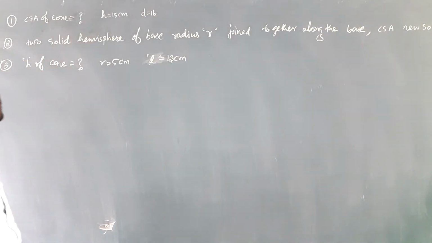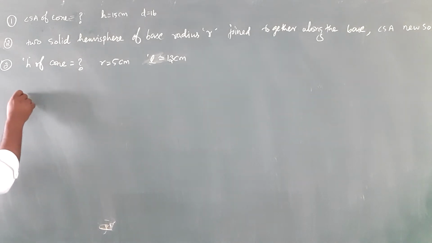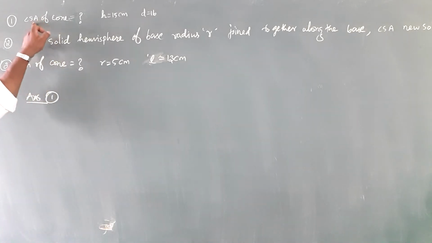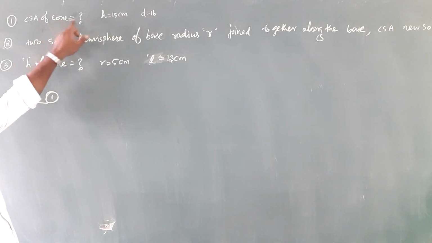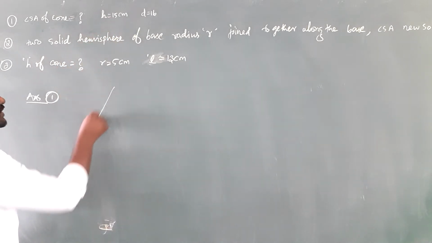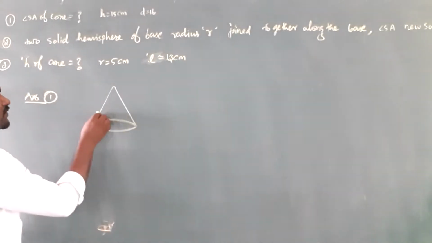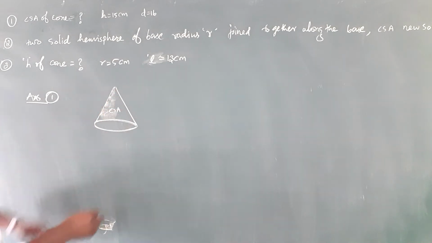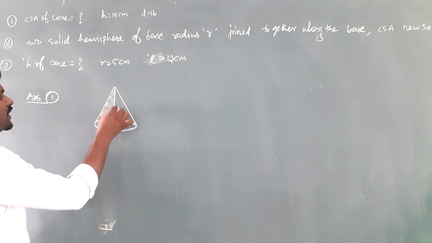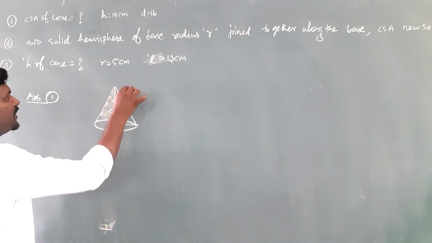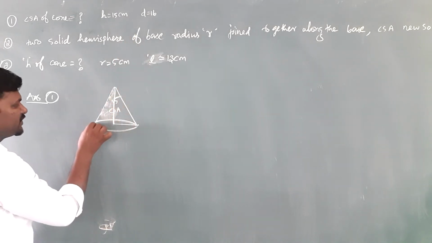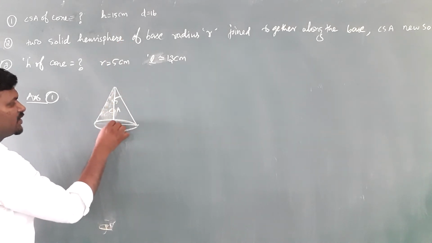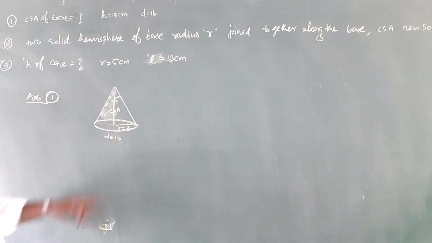CSA of a cone. We have to find the CSA of a cone. So this is the cone. We have to find the CSA. The height of the cone is 15. The diameter is 16, D is equal to 16, so R is equal to half of the diameter.